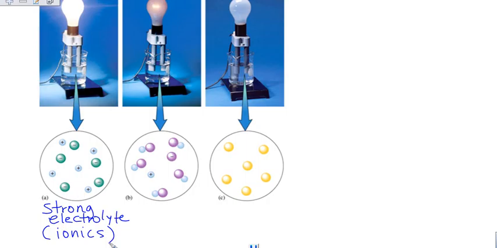If my light bulb glows dimly, then there must be some electrical conductivity. There must be some ions in the solution, but not a lot. So I like this picture that's showing a few ions, but lots of neutral particles. We would call this a weak electrolyte. And the best example would be my polar covalents.